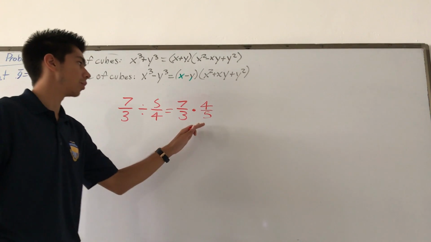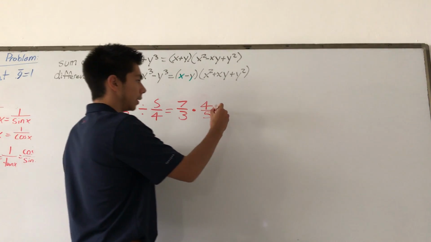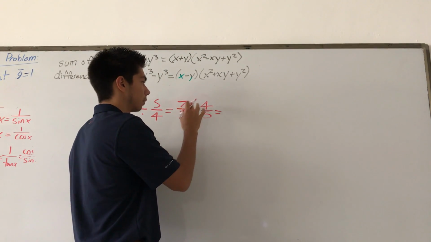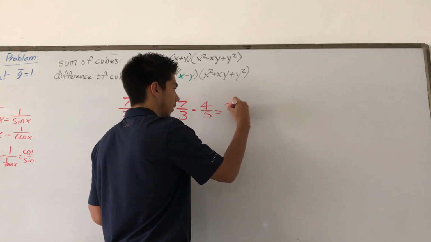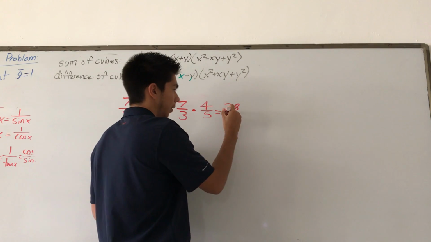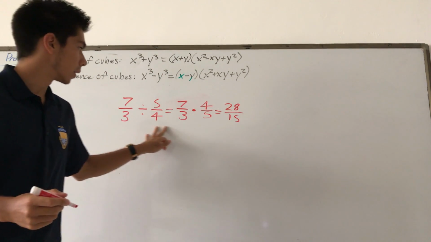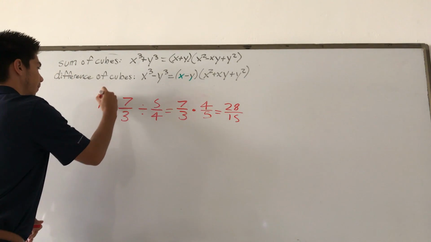Now, using what you just learned in the multiplying fractions video, we are able to easily simplify this. So we're going to multiply our numerators. 7 times 4 is 28. We're going to multiply our denominators. So 3 times 5 is 15. And this would be our final answer. So this is method 1.